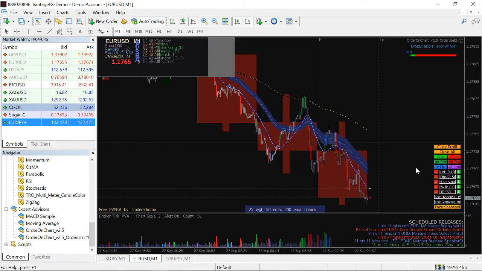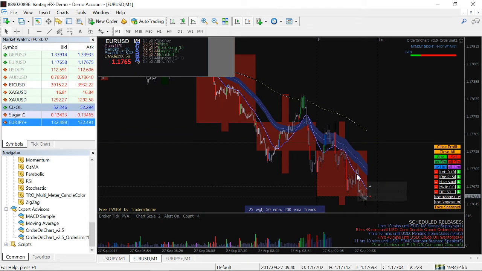So first of all, let's see what the 25 WGT is. Here you have a chart. It's a live chart, it's happening right now. So you can see the 25 WGT here. What is this 25 WGT? Can you see this light blue line here? This light blue line is the 25 WGT.